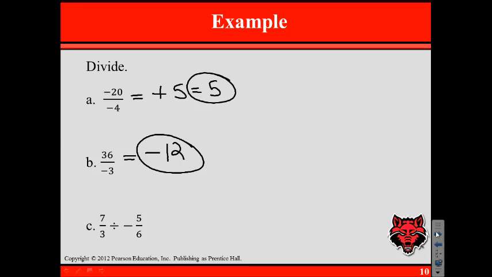The same is true with fractions. We have a positive 7/3 divided by a negative 5/6. So remember, when you divide fractions, the first fraction stays the same. The operation changes to multiplication. The second fraction flips, or we multiply by the reciprocal. Now we multiply the numerators together and the denominators together. 7 times negative 6, they have different signs, so the answer is negative, negative 42. 3 times 5, they have the same sign, so that's positive, positive 15.